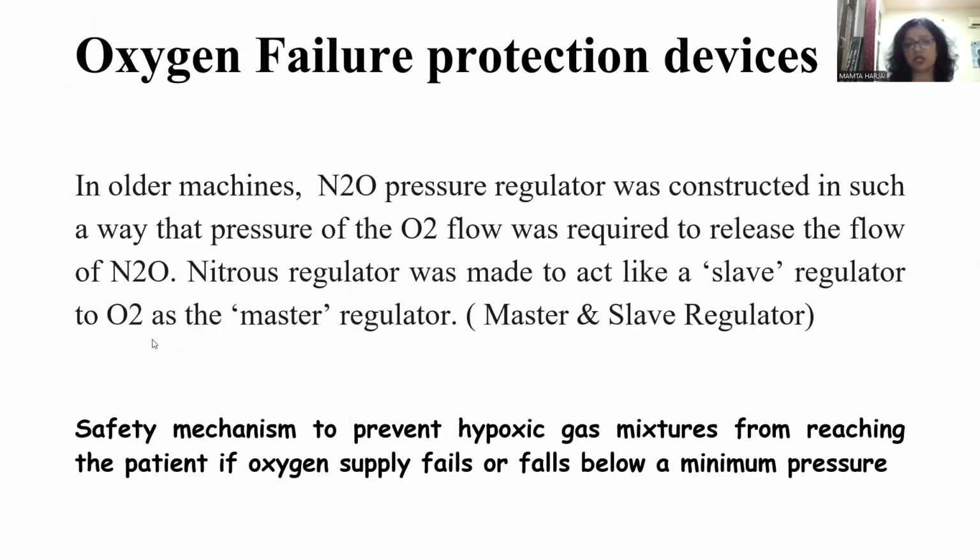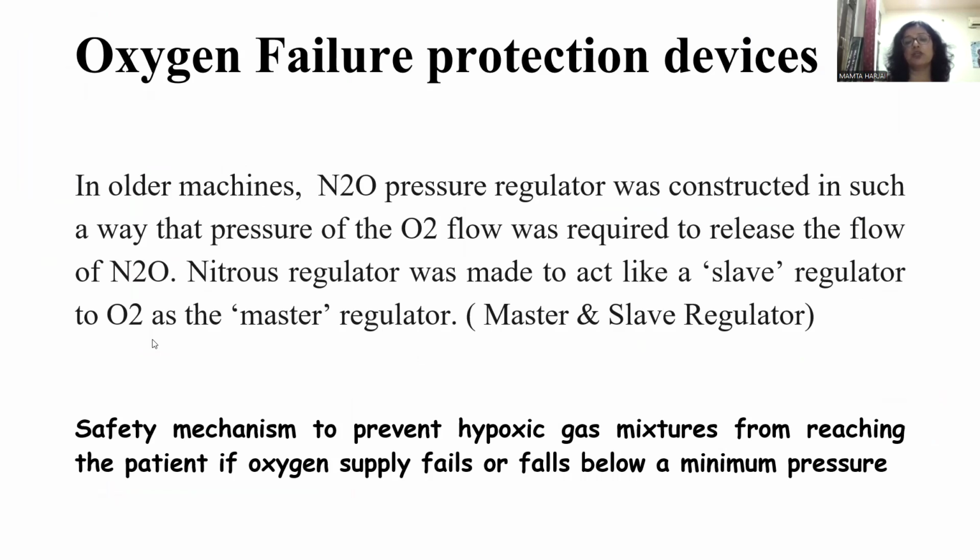But what are the oxygen failure protection devices? In older machines, there was a master-slave regulator where the nitrous pressure regulator acted as a slave while the oxygen acted as a master regulator. The physical concept behind it was that the nitrous pressure regulators were constructed in such a way that a minimum pressure of the oxygen flow was required to release the flow of nitrous oxide. But this was not a foolproof method, and hypoxic mixtures were given to patients even with these oxygen failure protection devices.